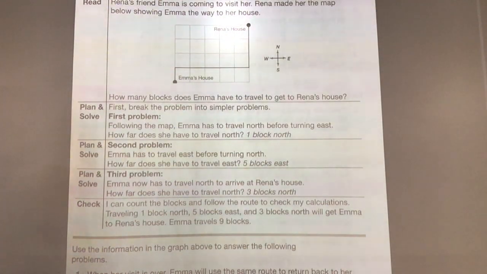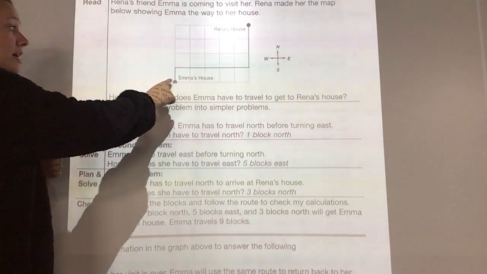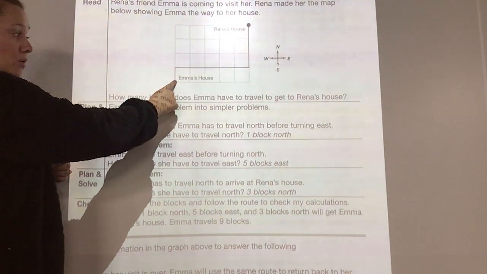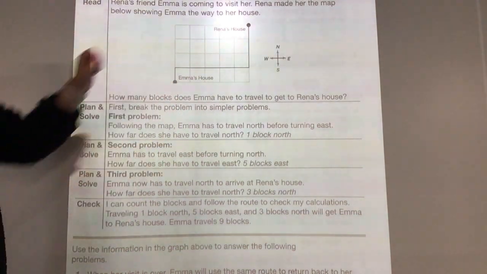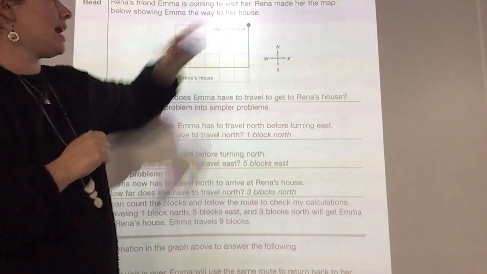It says, our question is, how many blocks does Emma have to travel to get to Raina's house? So first, we're going to break that down. Looking at the map, we first need to locate, well, how many blocks does Emma travel? It means Emma is starting at Emma's house. So we're going to start here at Emma's house. And where is she heading to? Raina's house. So we need to locate Raina's house.